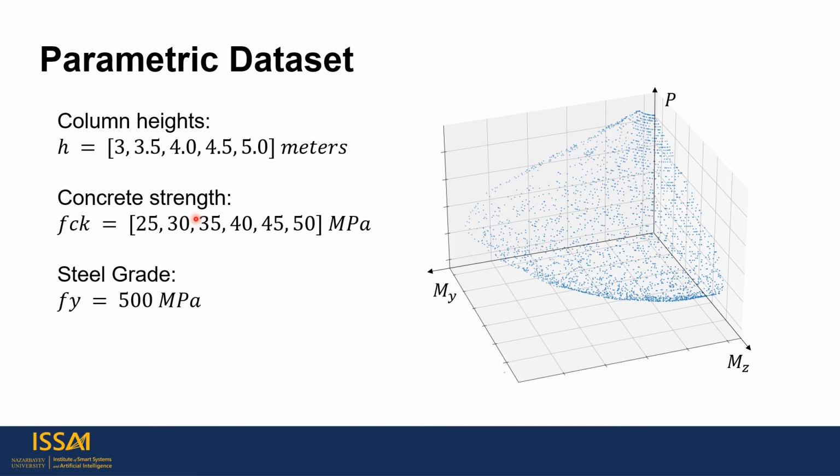Data-driven technology requires a vast amount of data to learn from. Therefore, we generated a parametric dataset that spans across 5 column heights and 6 concrete strengths. For each column section, we computed the P-My-Mz interaction surface, where we considered 50 different P, and for each P we considered 30 different moments. So the interaction surface contains 150 data points, where each data point represents a loading combination of a certain geometry.